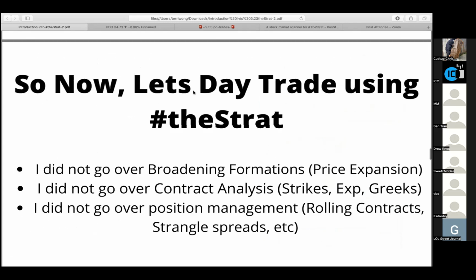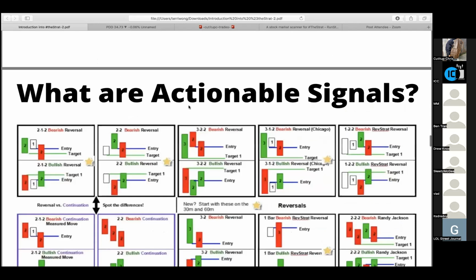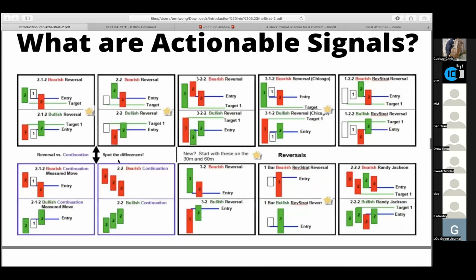See the actual signals. If it's a 3-2-2 setup, we're still targeting the bottom of that. Same thing with this. Same thing with the 2-2 reversal. You're targeting the previous bar's magnitude, whether it's to the high, to the upside, or to the downside.